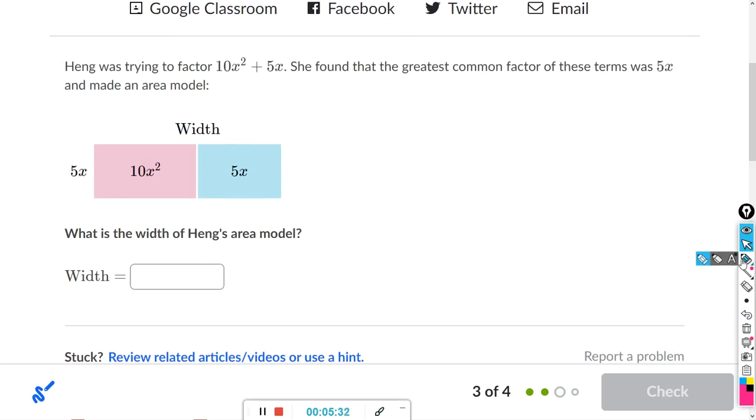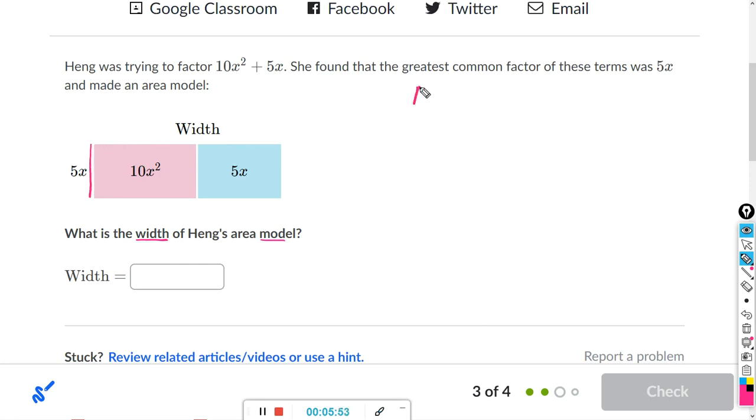All right, so another area problem. Again, you can read this if you want, but you don't necessarily have to. Just look at the question. They want you to find the width of the model. Okay, so this is the width right here. We don't have that. And of course, this is the length.